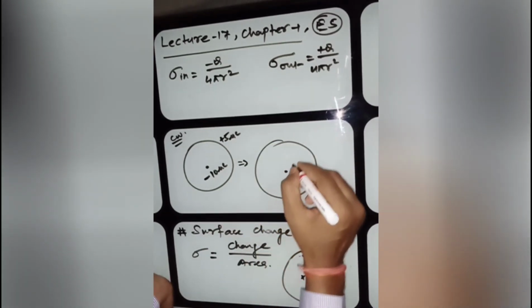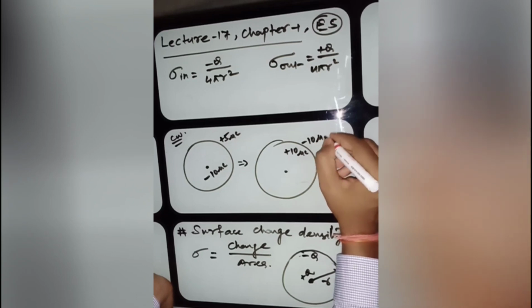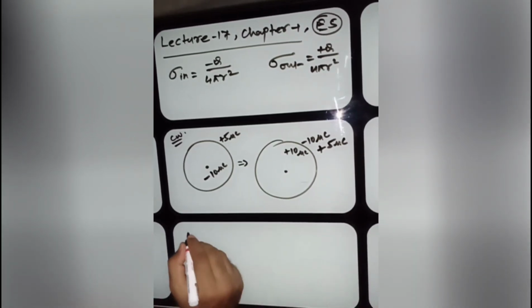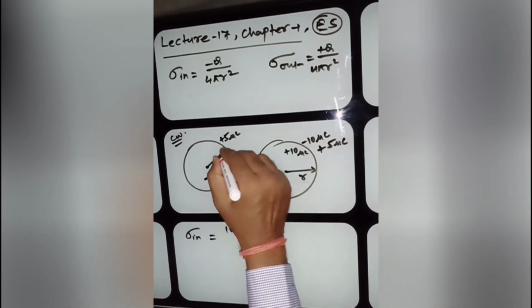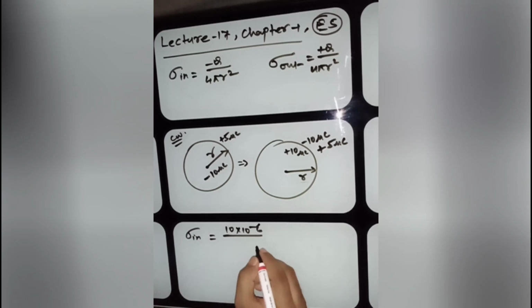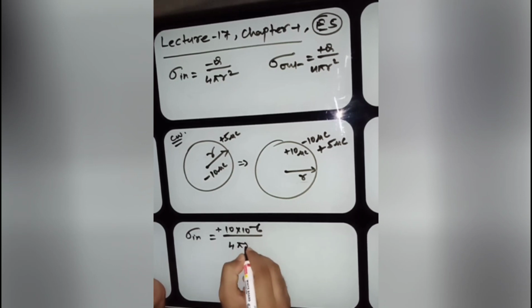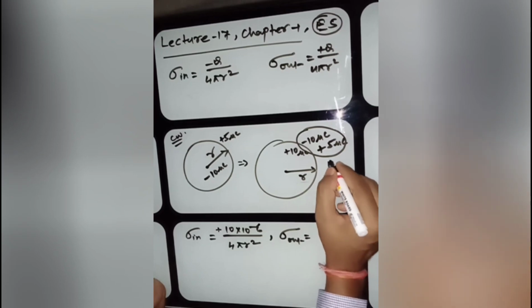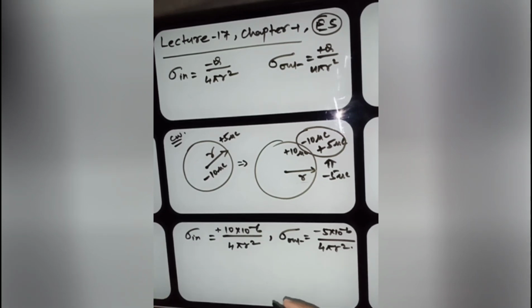Here at the center is minus 10 microcoulomb, so plus 10 microcoulomb will be induced, and the minus 10 microcoulomb will come out. But already there is 5 microcoulomb here, and charge has an additive nature, so the total charge on the outer surface will be minus 5 microcoulomb. So sigma in will be 10 times 10 power minus 6 divided by the area 4 pi r square, with positive nature. And sigma out will be minus 5 microcoulomb over the same area 4 pi r square. Okay student, so this is the answer.